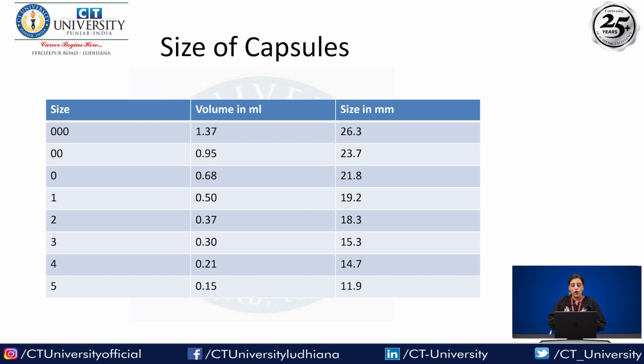In size 2, the volume in ml is 0.37 and size in mm is 18.3. In size 3 capsule, the volume in ml is 0.30 and size in mm is 15.3. And in size 4 capsule, the volume in ml is 0.21 and size in mm is 14.7. In size 5, the volume in ml is 0.15 and size in mm is 11.9.